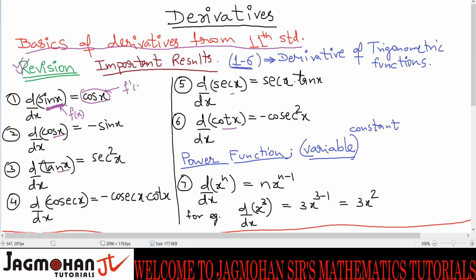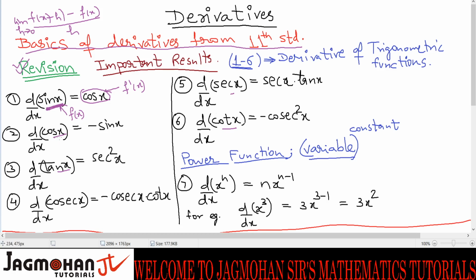Now for finding f dash x, what you use? You use the first principle of derivative, that is f of x plus h minus f of x the whole upon h, and you find the limiting value of this when h tends to 0. So this is all done in 11th standard. If you want to go for detail, you can refer to my notes which I have already given.